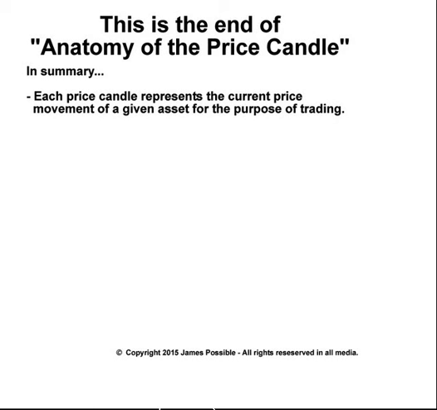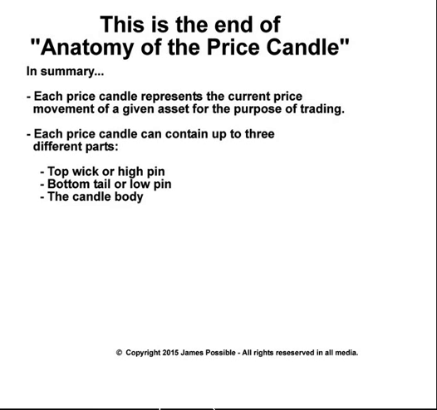Now, in summary, each price candle represents the current price movement of a given asset for the purpose of trading. So if you're looking at a 1 minute, 5 minute, 15 minute, 30 minutes, hours, whatever that period of time is that you're tracking on your chart, that candle will represent that period of time. The price candle itself can contain 3 different parts. It won't always have all 3 parts, but there's the top wick, the high pin, also the high shadow. There's the bottom tail, the low pin or lower shadow, and then of course the candle body or real body.